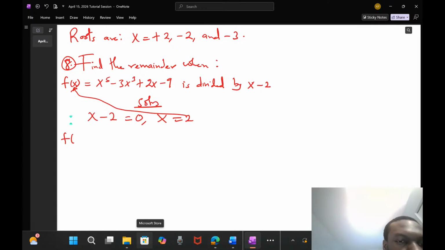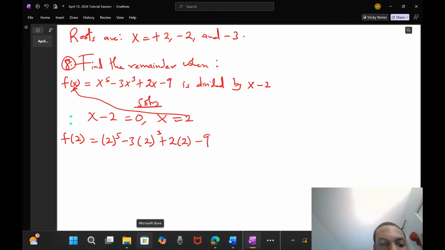So that will be f of 2 is equals to 2 raised to power 5 minus 3 into 2 raised to power 3 plus 2 times 2 minus 9. So 2 raised to power 5 will give us 32. 2 raised to power 3 is 8. 8 times minus 3 will give us minus 24. 2 times 2 is 4, and then we have minus 9.